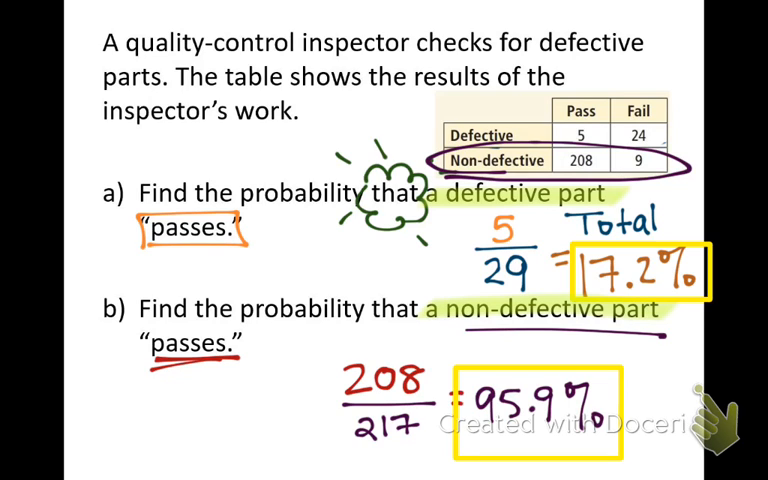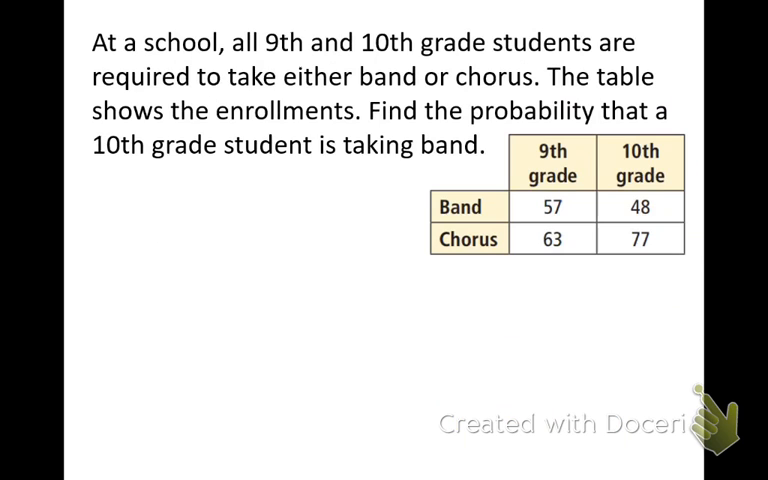All right, this one is harder for people to see because of the defective, not defective, but this one is easier. At a school, all 9th and 10th graders are required to take either band or chorus. The table shows the enrollments. Find the probability that a 10th grade student is taking band. So if you look, 57 9th graders are taking band, 63 9th graders are taking chorus, 48 10th graders are taking band, 77 10th graders are taking chorus. We're finding the probability that a 10th grade student. So I need the total of the 10th grade. Is that a row or a column? A column.